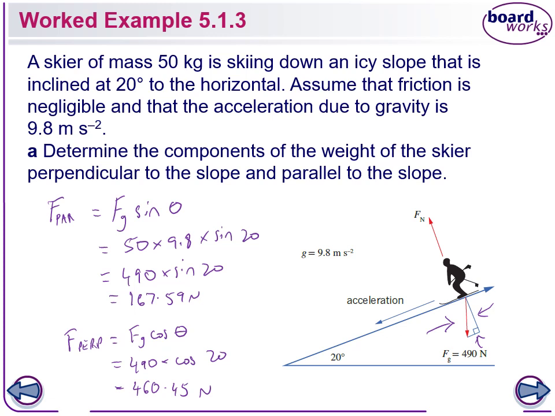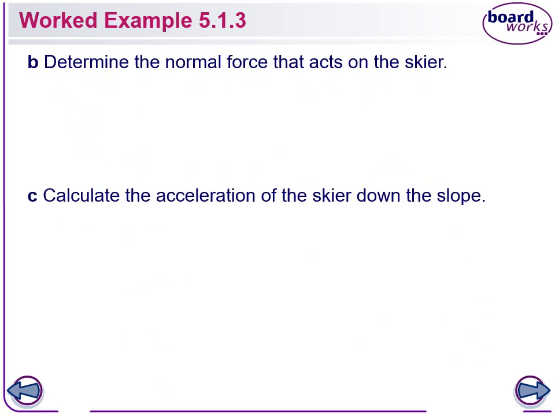Part B. Determine the normal force that acts on the skier. Well, if you have a look at our diagram, our normal force is the same as the gravitational force perpendicular to the slope. Exactly the same thing. So our normal, we've already worked this out, is going to be equal to Fg cos theta, which was 460.